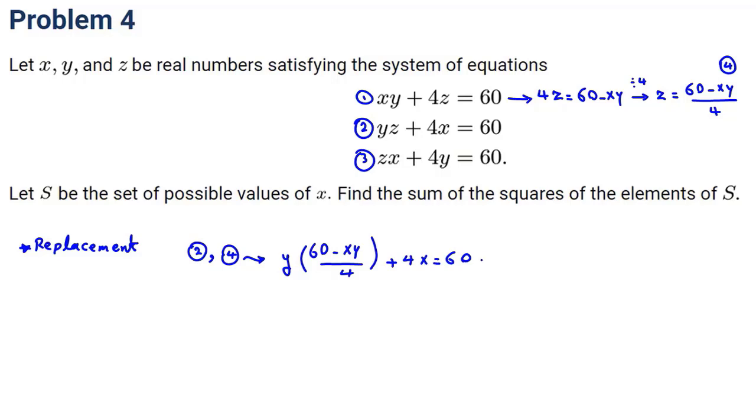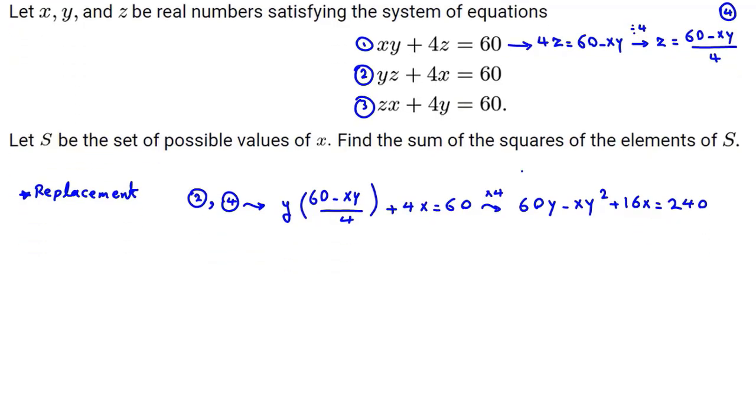Now we multiply by 4 both sides, so we can say 60y minus xy squared plus 16x equal to 240. Okay. Now we want to find x in terms of y. So we say x times (16 minus y squared) equal to 240. We take 60y to the right hand side, minus 60y.